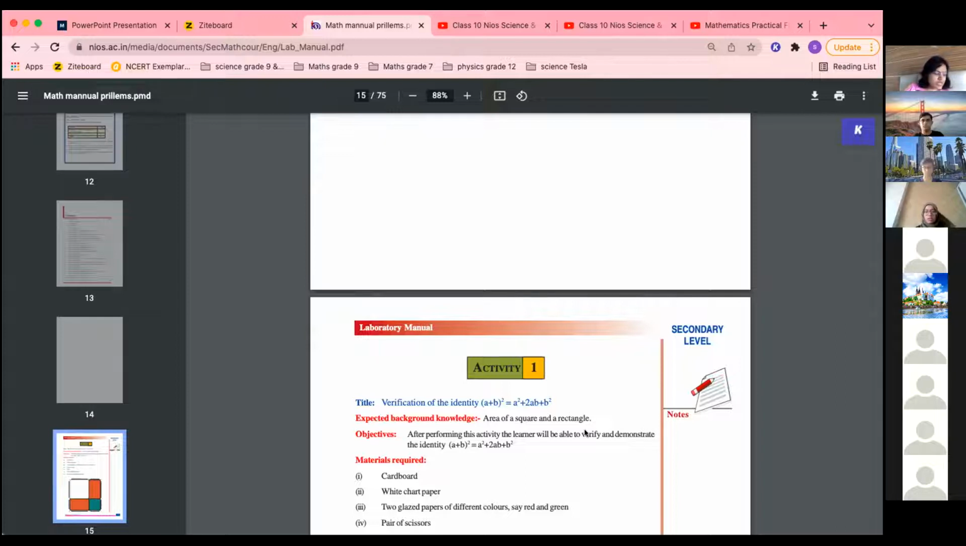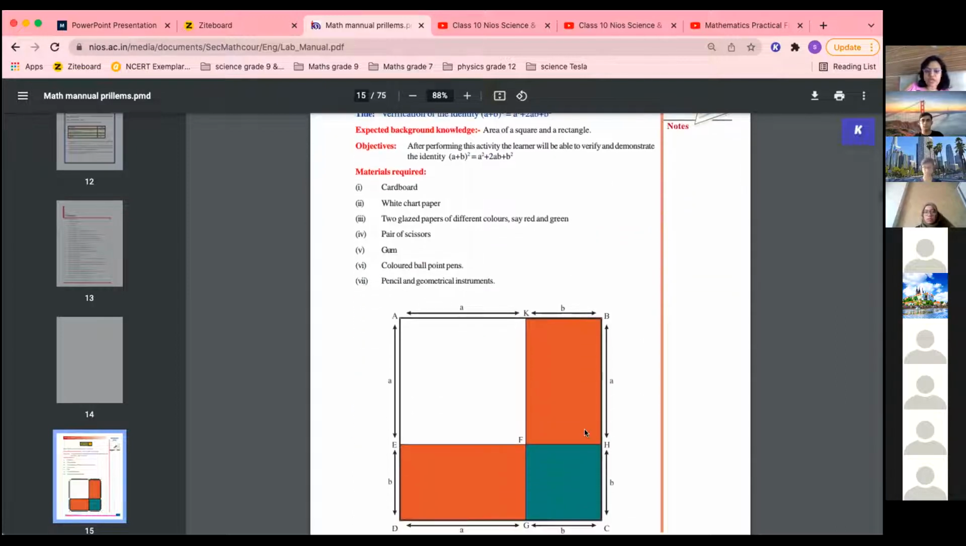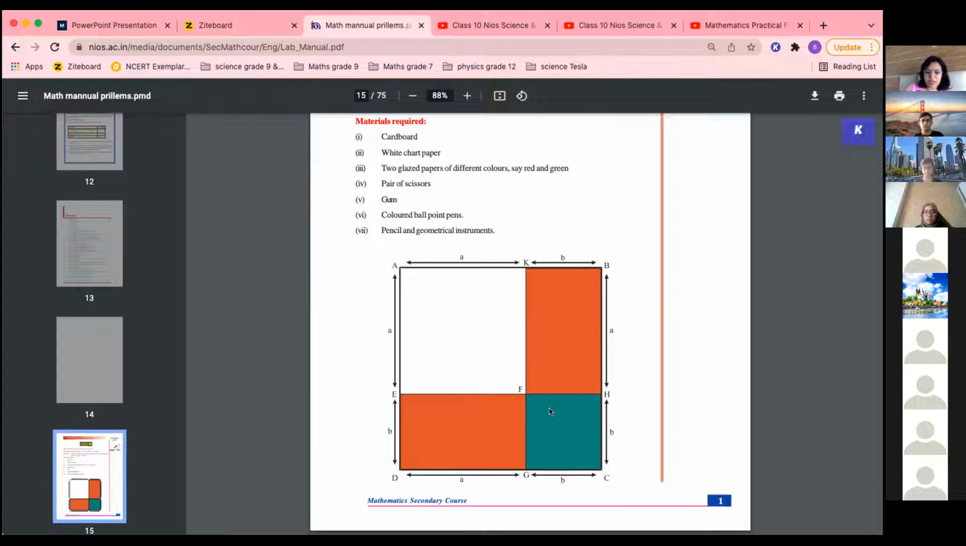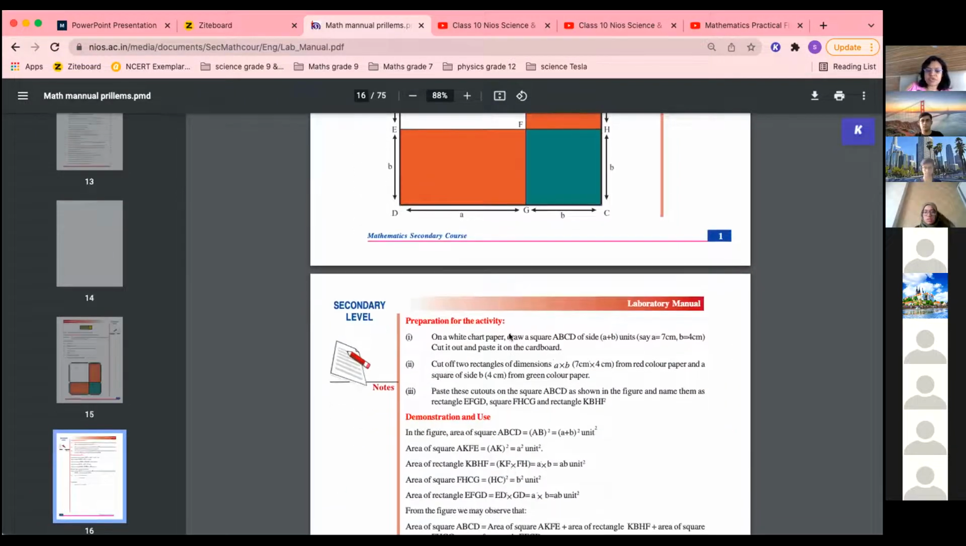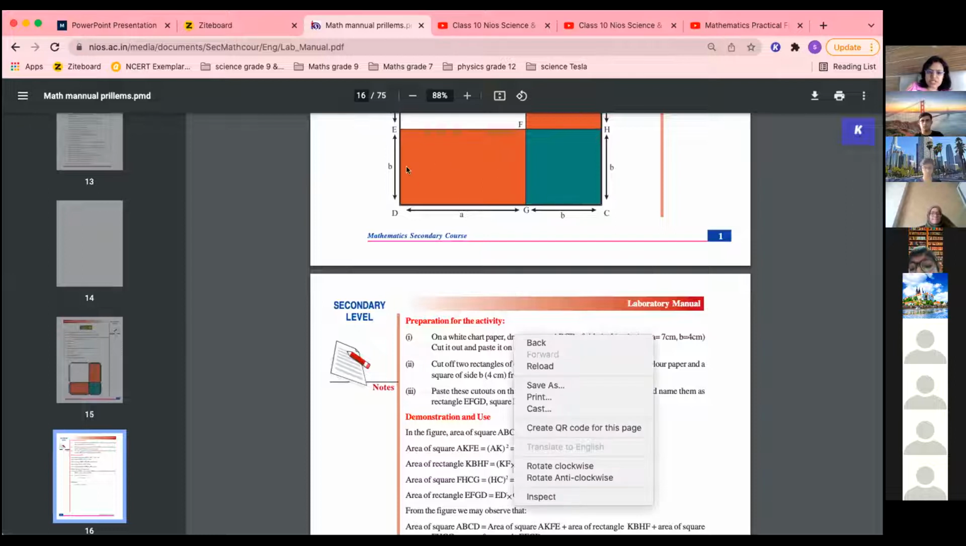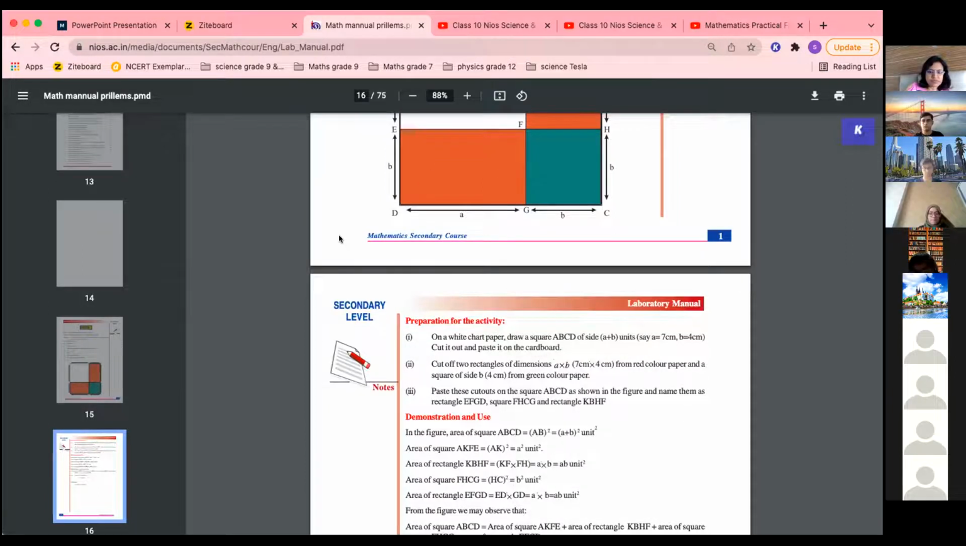So for activity 1, those who have not done it, please use color paper, stick it and write the values as given. Make a neat and clean diagram. Ma'am, are we supposed to write the... Write what?